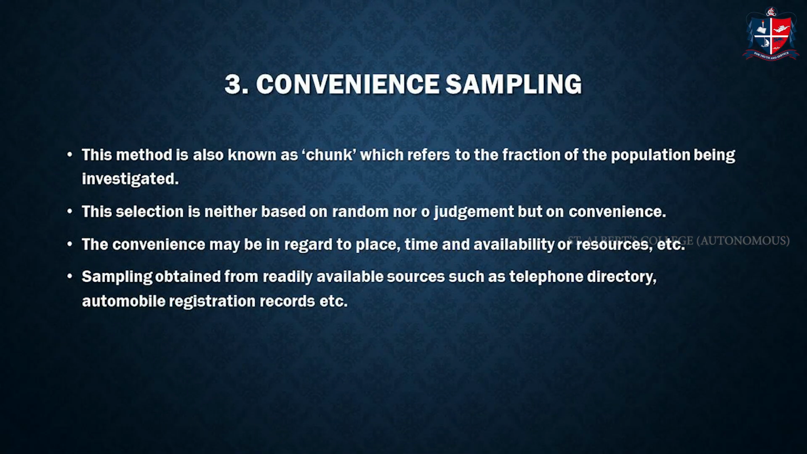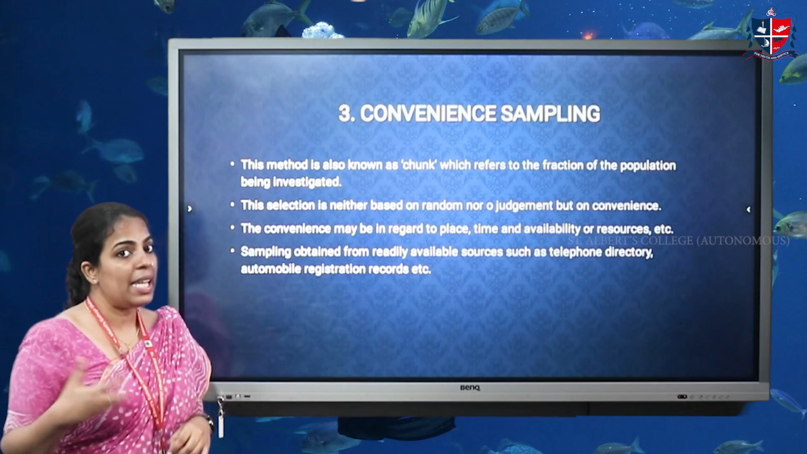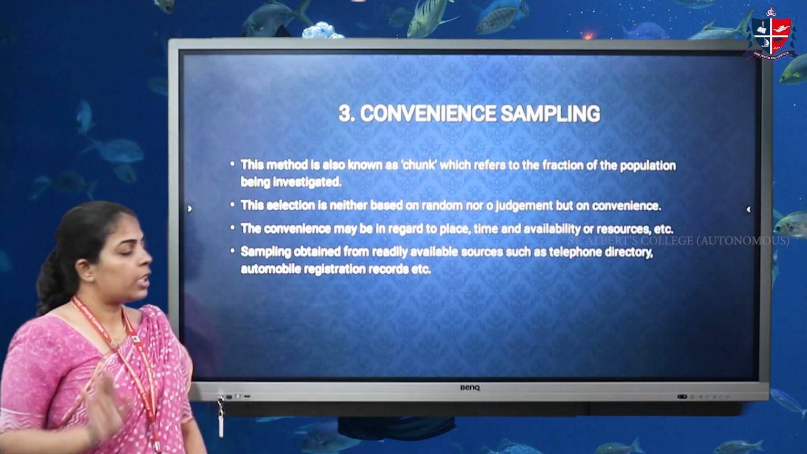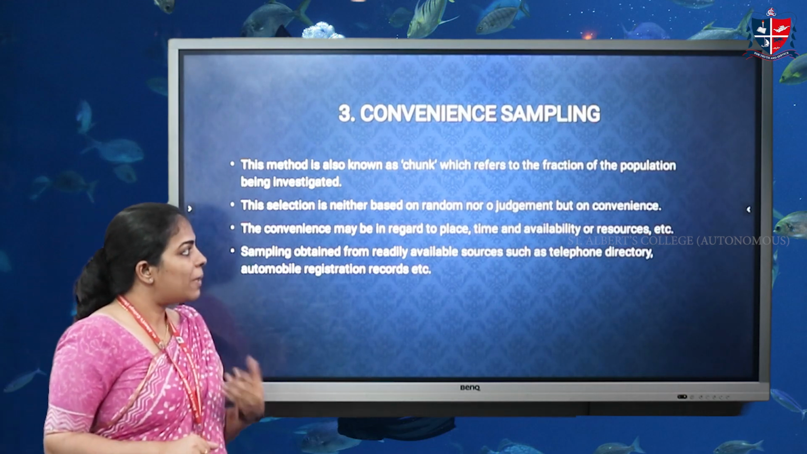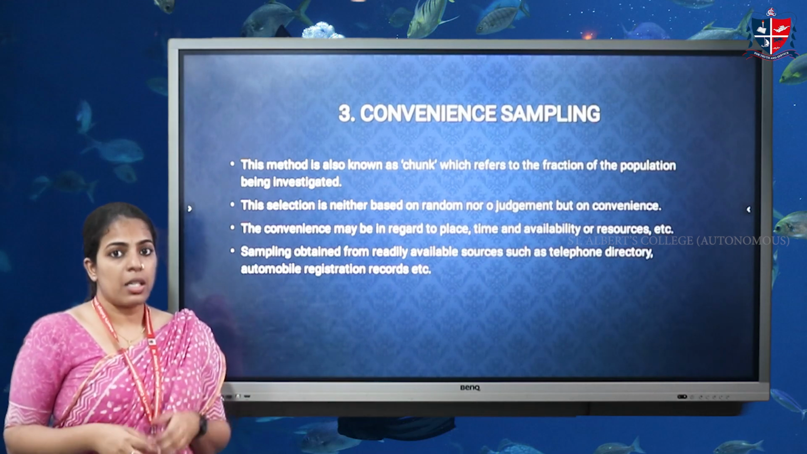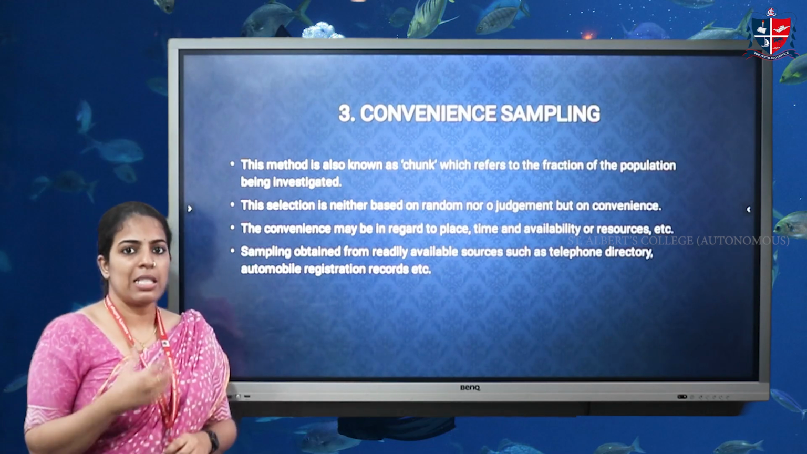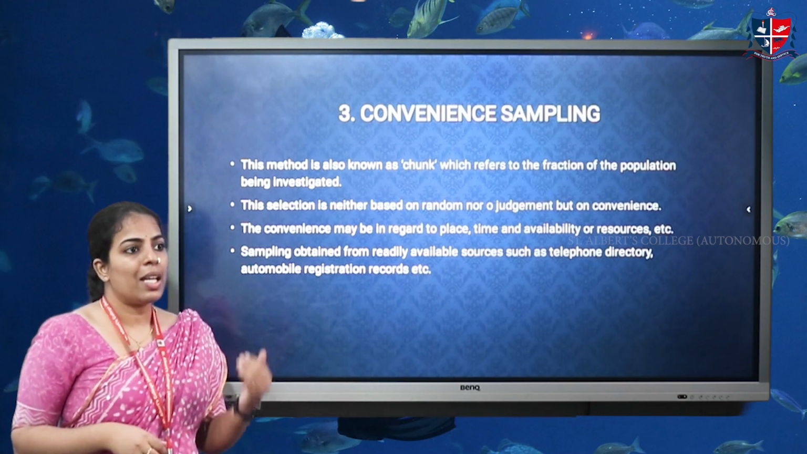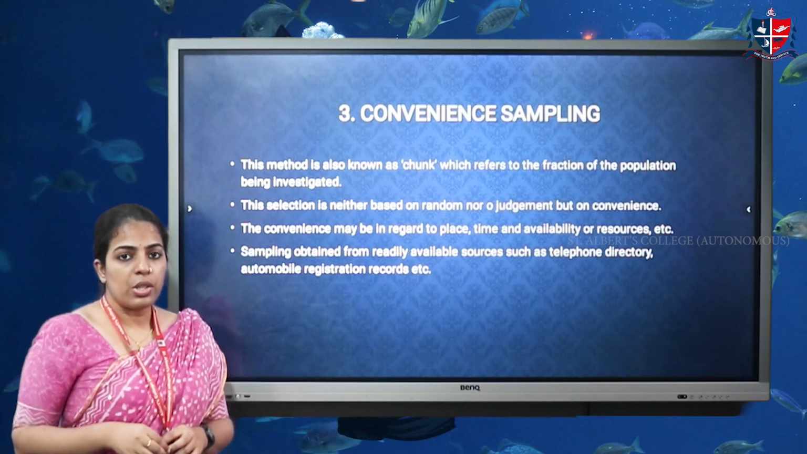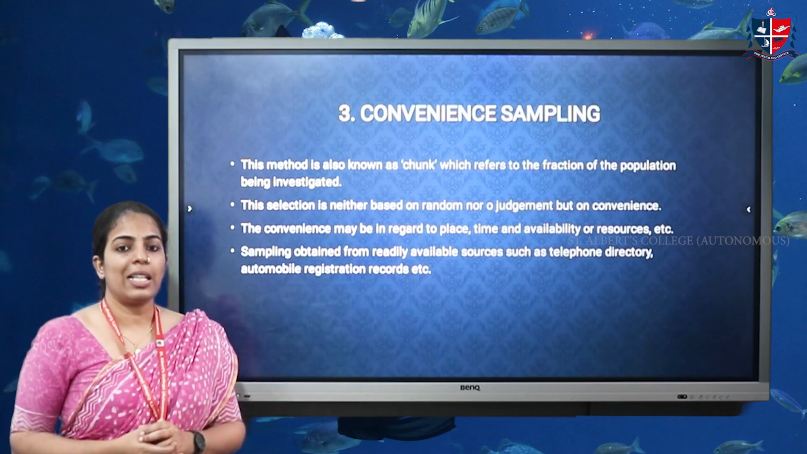Finally, the last one is convenience sampling. As the name denotes itself, it's also called chunk sampling, which refers to the fraction of the population being investigated. The selection is neither based on random selection nor judgment, but purely on convenience. Convenience may be in regard to place, time, availability, or resources. If I'm an investigator allocated to collect certain information, and I don't have any interest in going to a particular place to collect it, I will either have a telephone conversation or send them a mail or a letter. So it's completely dependent on my convenience how to collect a particular kind of data.